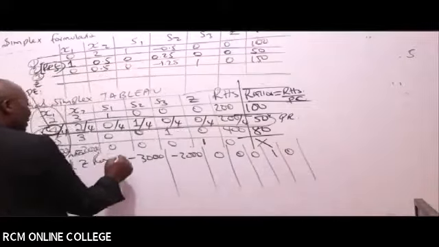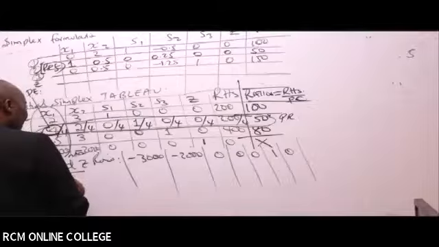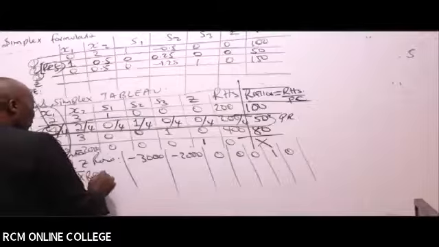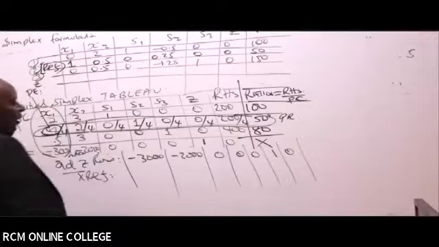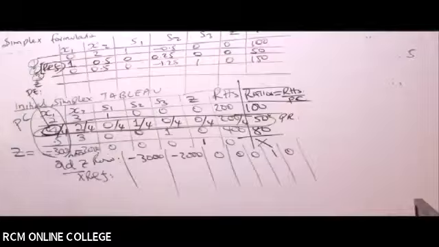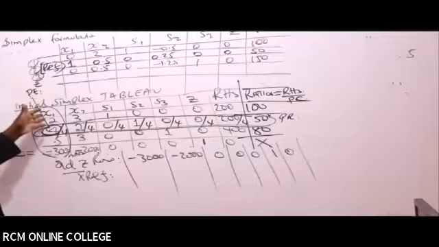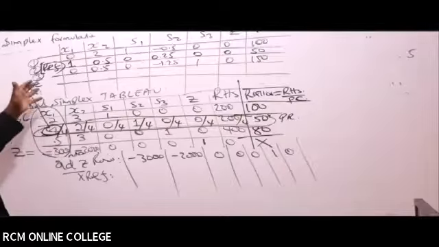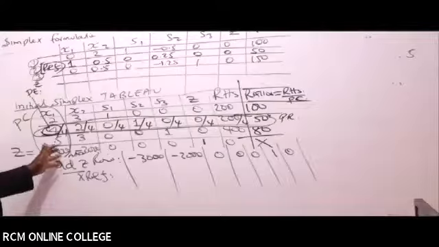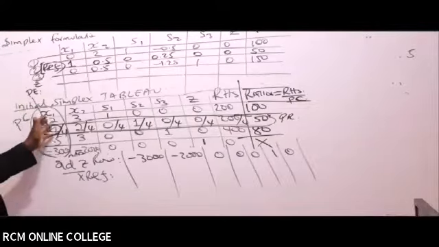Then we come and say minus something times a reference. What is this something in this case? You ask yourself, out of this Z row, is there any number which happens to be in the pivot column? Pivot column is very, very important. Is there any number that happens to be on the pivot column?